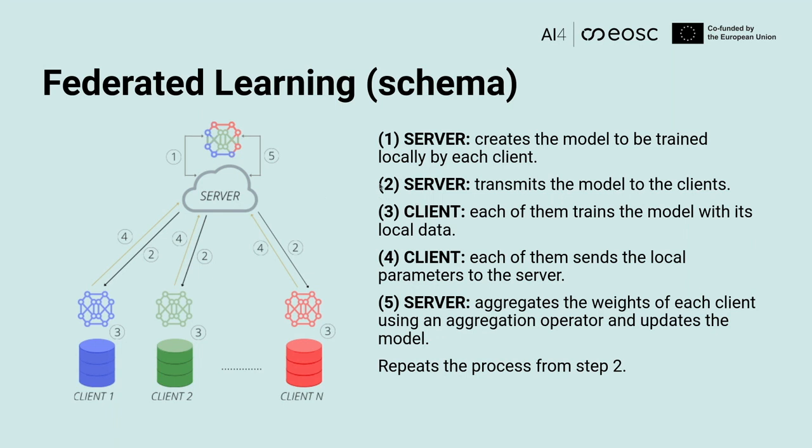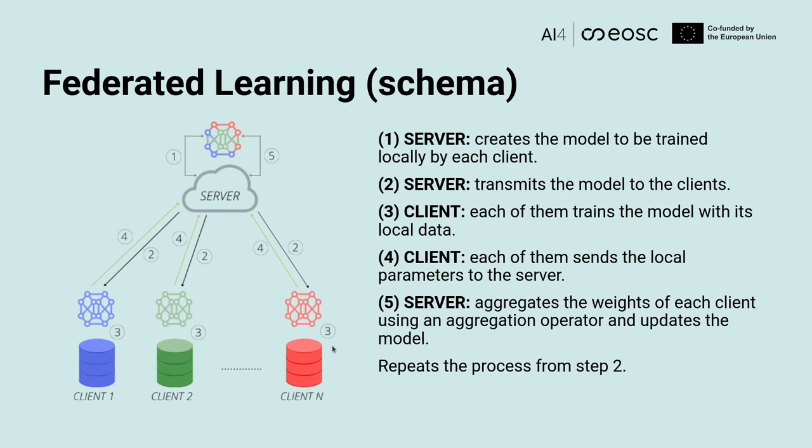So we can start here by transmitting the initial model to all the clients. Then when all the clients have the same model to be trained, they will train it locally with their own data without sharing the data in any case. So this is step number 3, where all the clients, all the data owners are training the model.